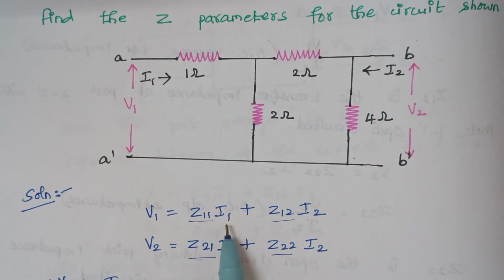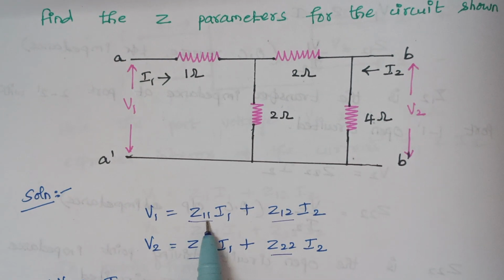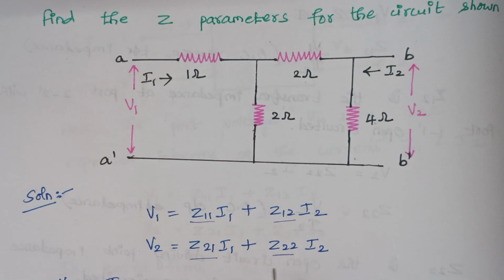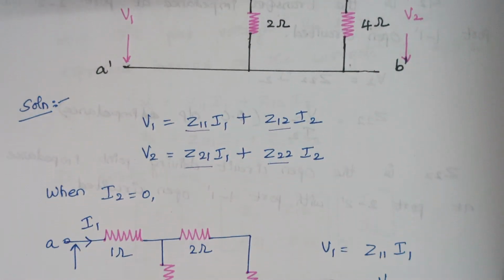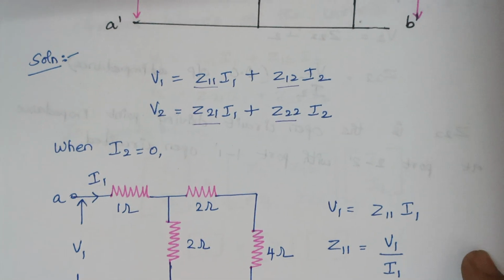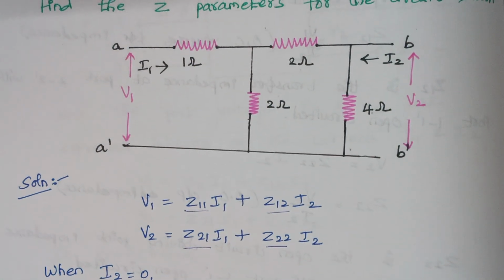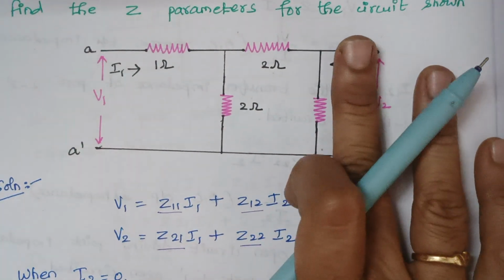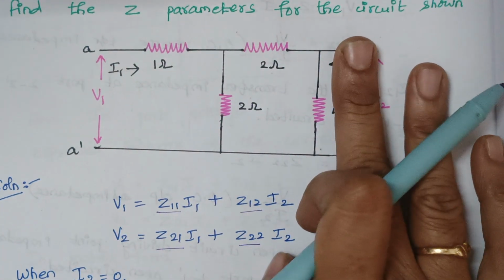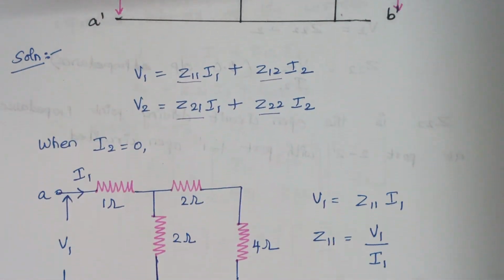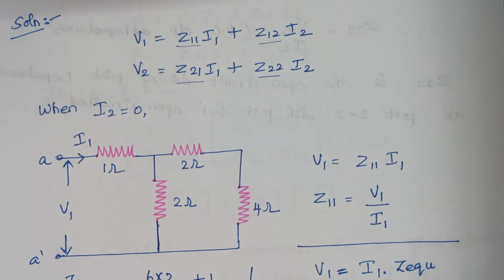So what is the value of I1 here? Z11 is nothing but V1 by I1. Similarly, Z21 is V2 by I1. As a first step, I had redrawn the given circuit diagram because we are making the current I2 0, right? So I am just removing this part and I have drawn the rest of the resistors and voltage source. So here this is our diagram.